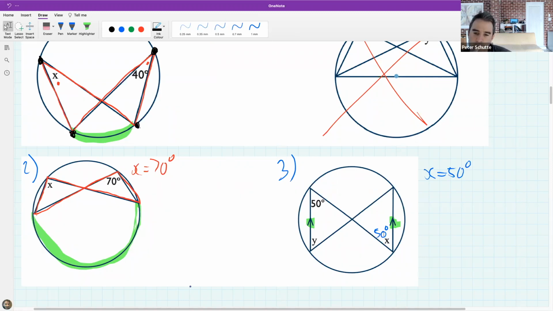Sir, for y, since x and y are on the same arc, that means that y will also be 50 degrees. Okay. You're quite quick with this. Have you done this before? No, sir.